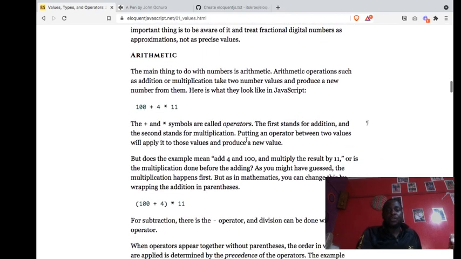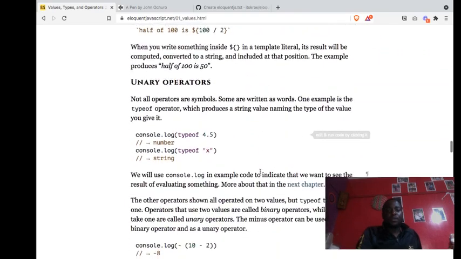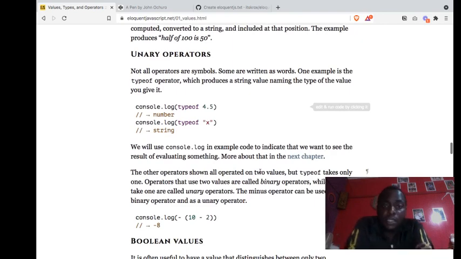They're just called operators. Okay, fine. So, unary operators. Not all operators are symbols; some are written as words. One example is the typeof operator, which produces a string value naming the type of the value you give it. So console.log(typeof 4.5) should output "number", and console.log(typeof "x") will output the string "string".